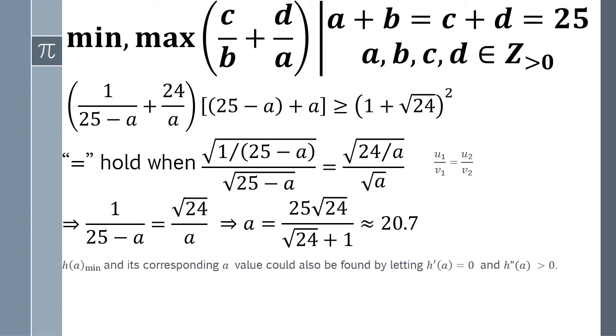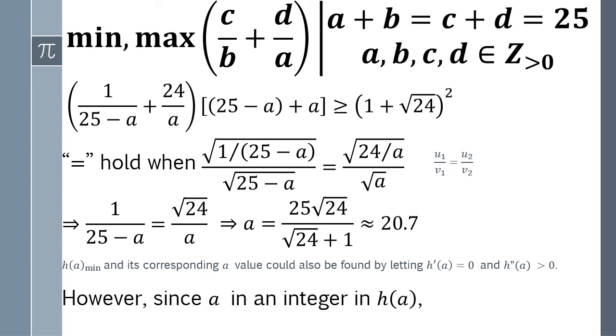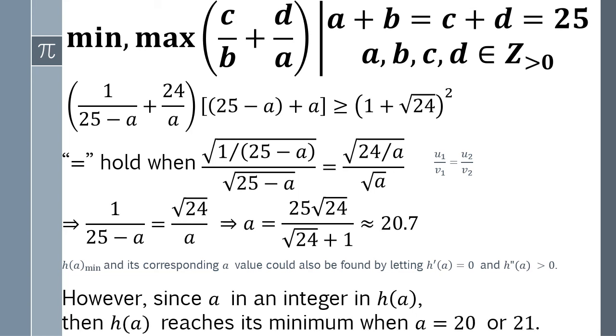By the way, the minimum of H(A) and its corresponding A value could also be found by taking the first derivative test and the second derivative test. You can give it a try yourself. But we know that in this question, A is an integer. So H(A) could reach its minimum value when A is an integer close to 20.7, which is either 20 or 21.